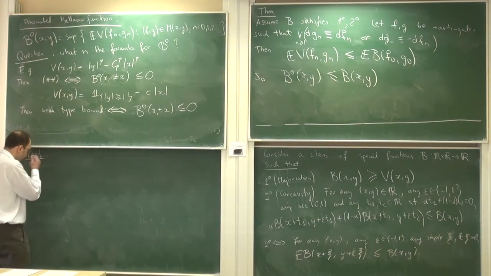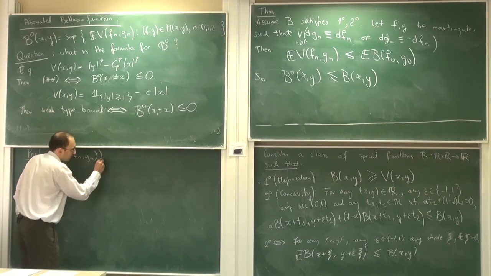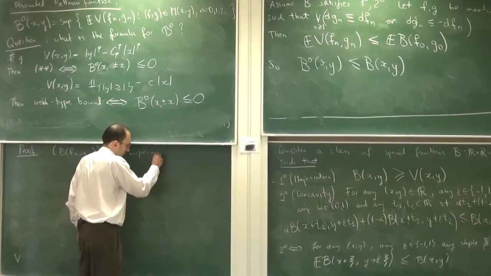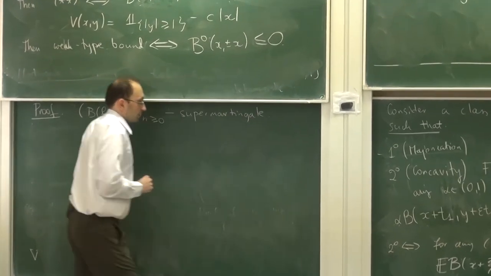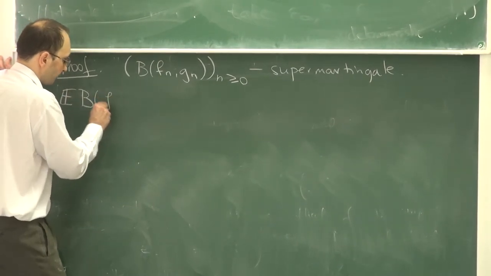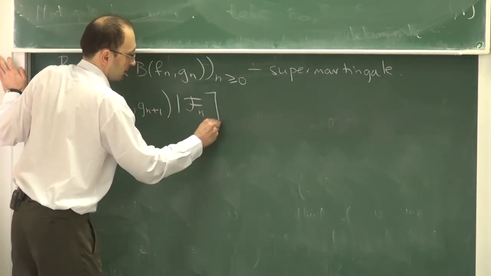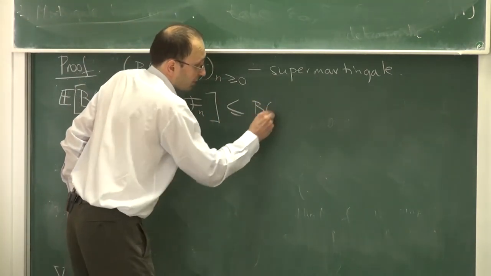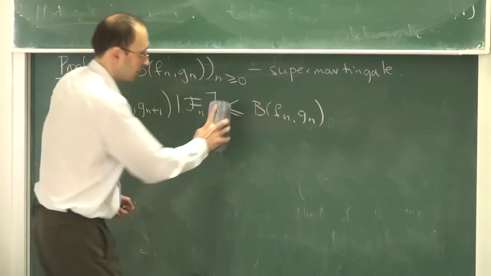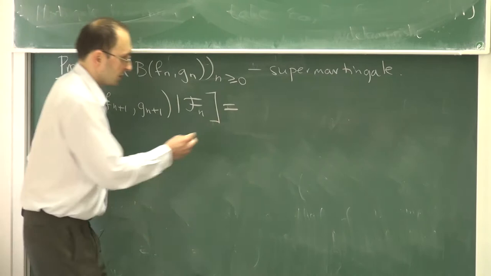So the key is that if we look at the composition of B, this process is a supermartingale. What I mean by that, I mean this is the supermartingale property. And how do we prove this? So let us proceed here. This is very simple.